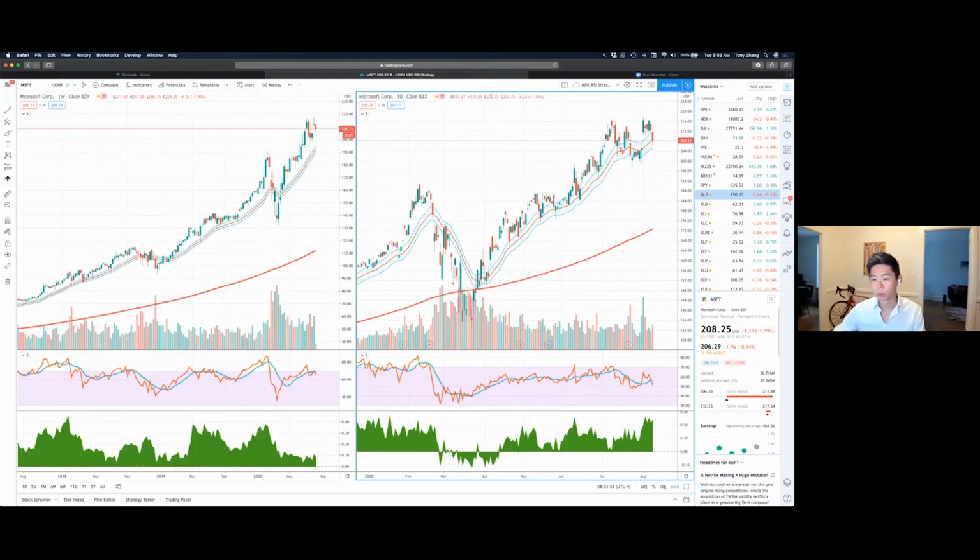I would argue that 206 is not considered Microsoft coming down. Think about it: this stock has gone from 150 to 200. This is not a high-flying stock, right? This is not like Tesla. This is one of the largest market cap names in the world. For it to go from 150 to 200 straight up with no pause is not normal.